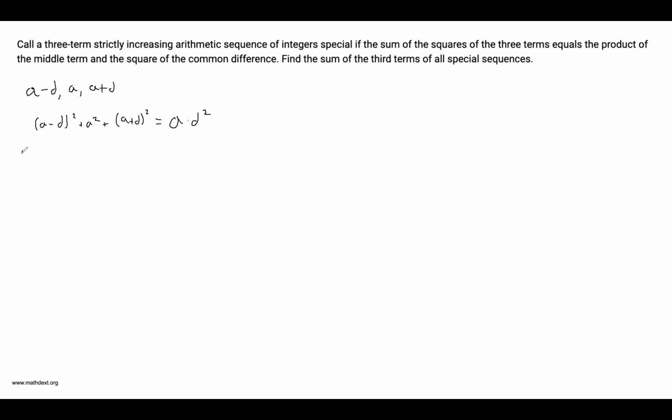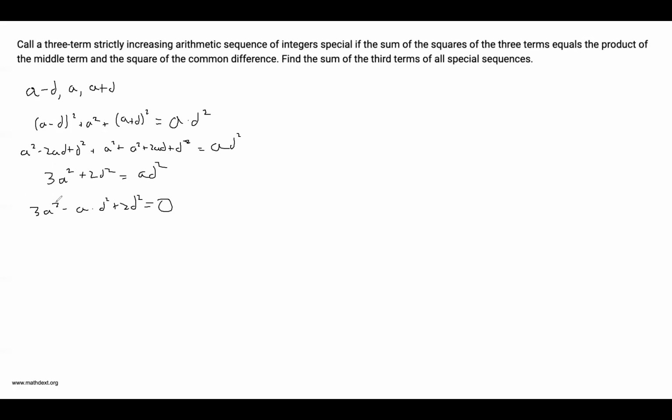We can expand this left side out as a squared minus 2ad plus d squared, plus a squared, plus a squared plus 2ad plus d squared, equals a times d squared. Then we see that the 2ad terms cancel out, and combining like terms, we get 3a squared plus 2d squared equals a d squared. Or if we write everything on one side, 3a squared minus a times d squared plus 2d squared equals 0.